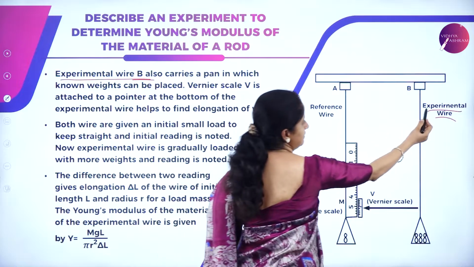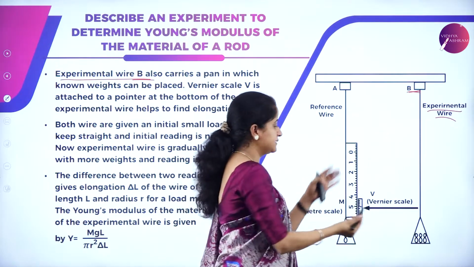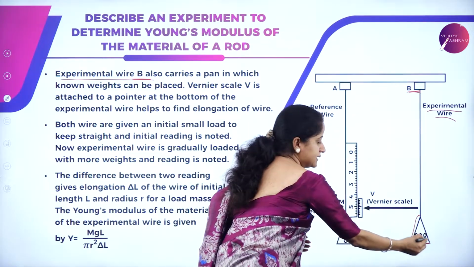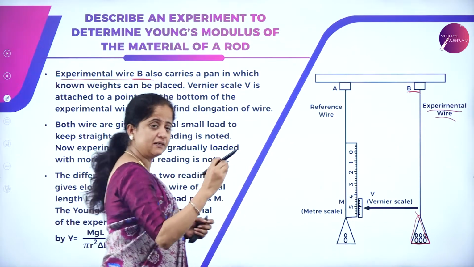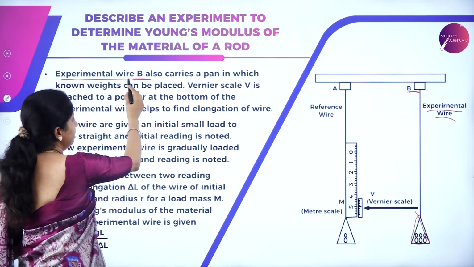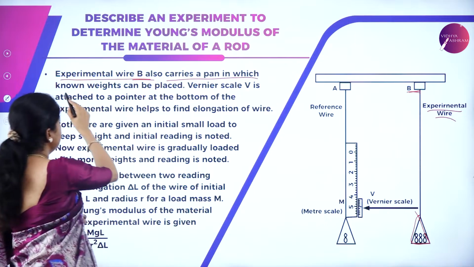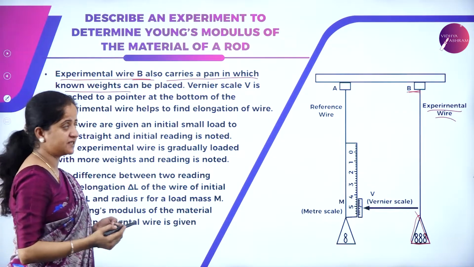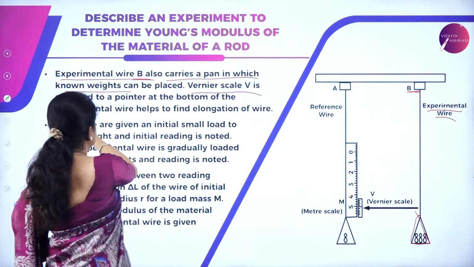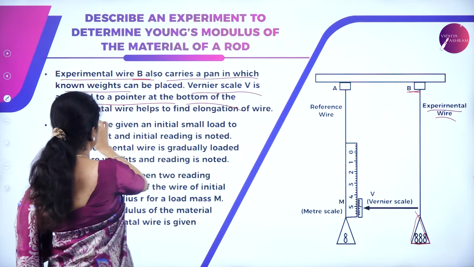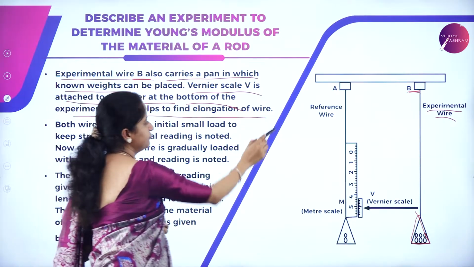So this is the experimental wire, which is also attached to a rigid support and also has a scale pan in it to place the loads. Experimental wire B also carries a pan in which known weights can be placed. Vernier scale V is attached to a pointer at the bottom of the experimental wire, which helps to find the elongation of the wire.